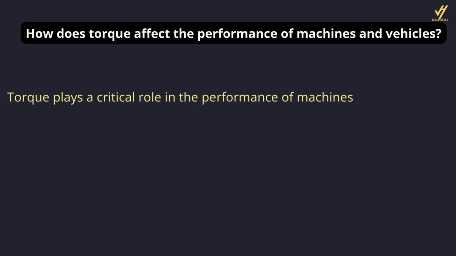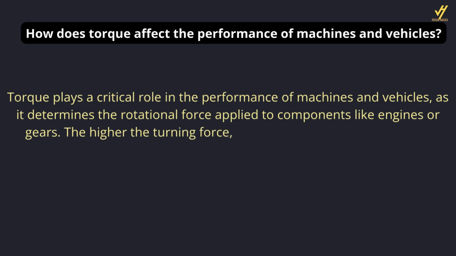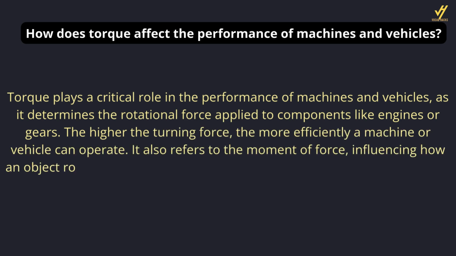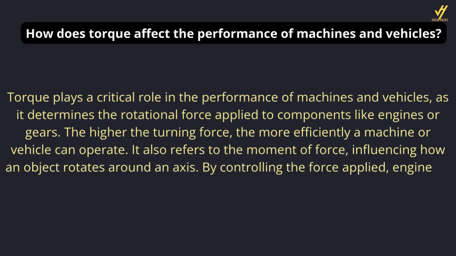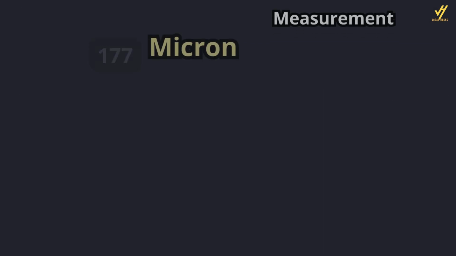Torque plays a critical role in the performance of machines and vehicles, as it determines the rotational force applied to components like engines or gears. The higher the turning force, the more efficiently a machine or vehicle can operate. It also refers to the moment of force influencing how an object rotates around an axis. By controlling the force applied, engineers can design machines that work smoothly and with optimal power output.